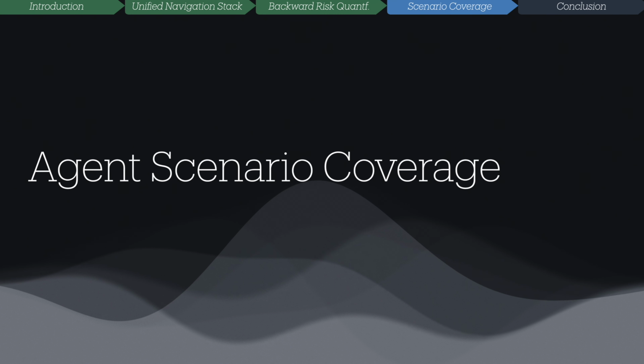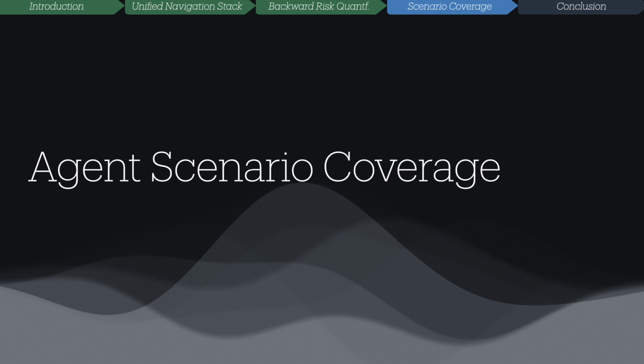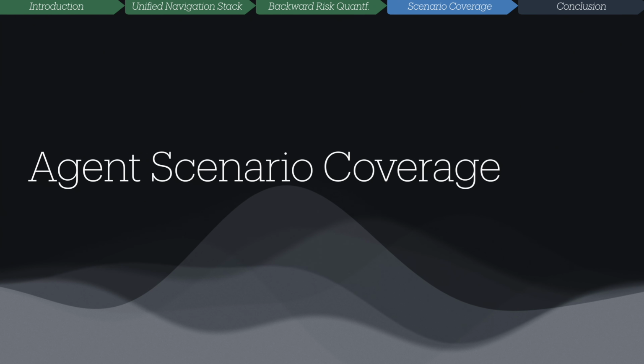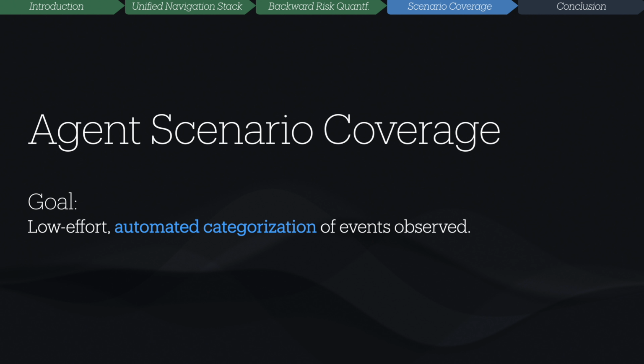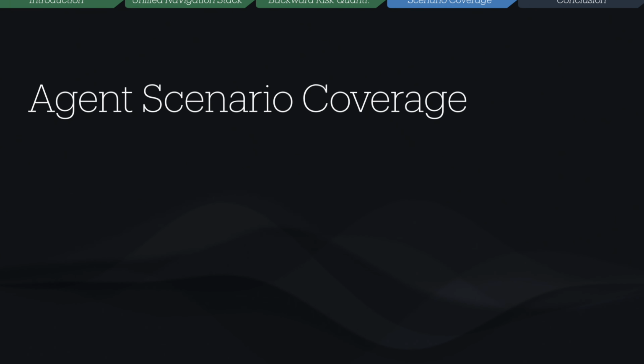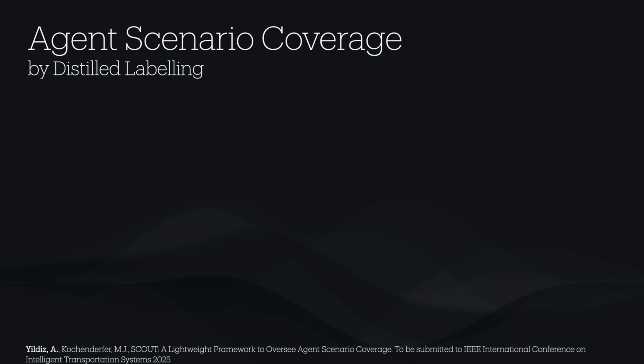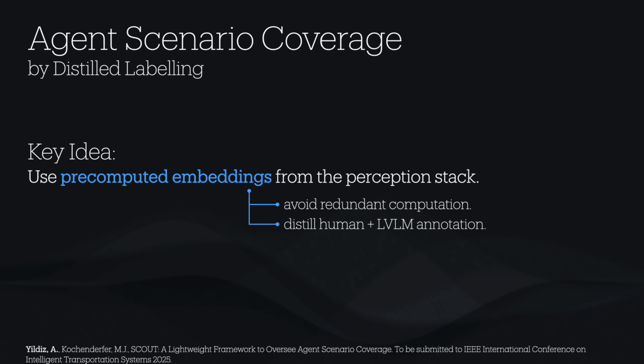And so we're entering our third contribution, what we call agent scenario coverage, where our goal will be to find low-effort methods to automatically categorize the events that we've observed thus far. We're going to take an approach we call distilled labeling. The key idea will be to use pre-computed embeddings that are almost always readily available from the perception stack, which allows us to avoid any redundant computation. And we're going to be distilling human and language model annotations.